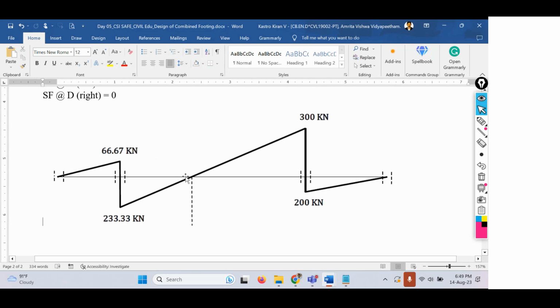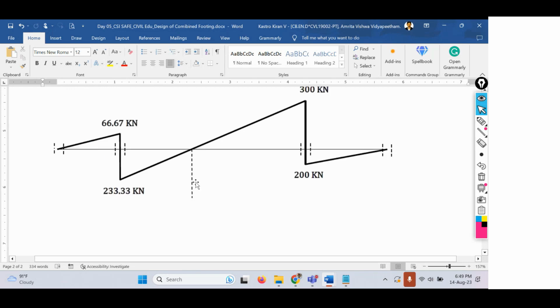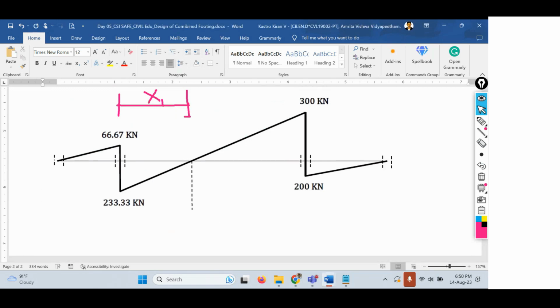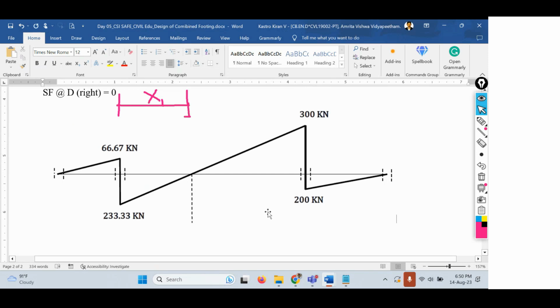So this distance we have to find out now. Here I will assume the point of contraflexion is at a distance x1 from the center of column 1. You can also assume this distance from the other side, there is no problem. From which side you want to consider is totally your choice, but here I'm just assuming it from this side.